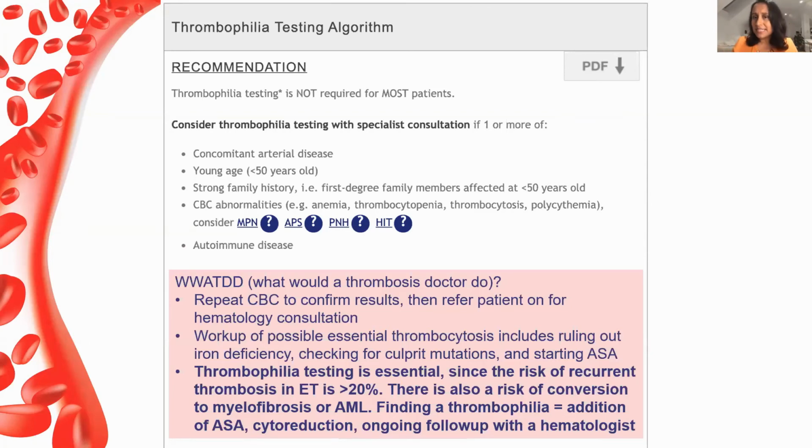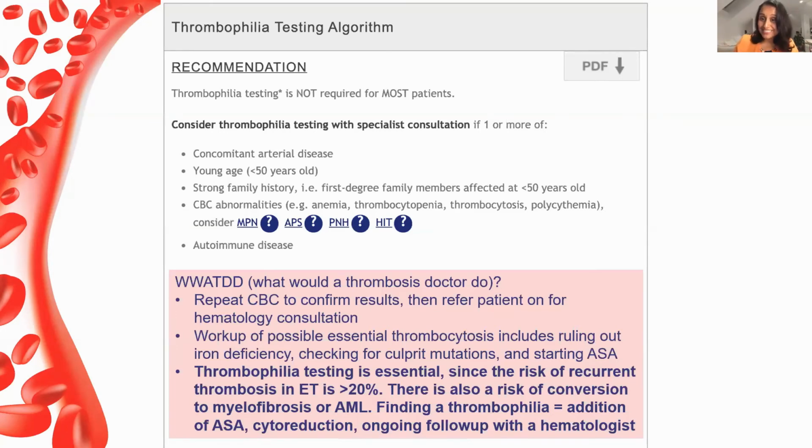Now, in our previous cases, I really tried to hammer home that we really shouldn't do thrombophilia testing if it's not going to change management. But in this case, that thrombophilia test was essential because the risk of recurrent thrombosis in ET is over 20%. There is also a risk of conversion to myelofibrosis or even to acute leukemia. So finding this thrombophilia was a game changer.